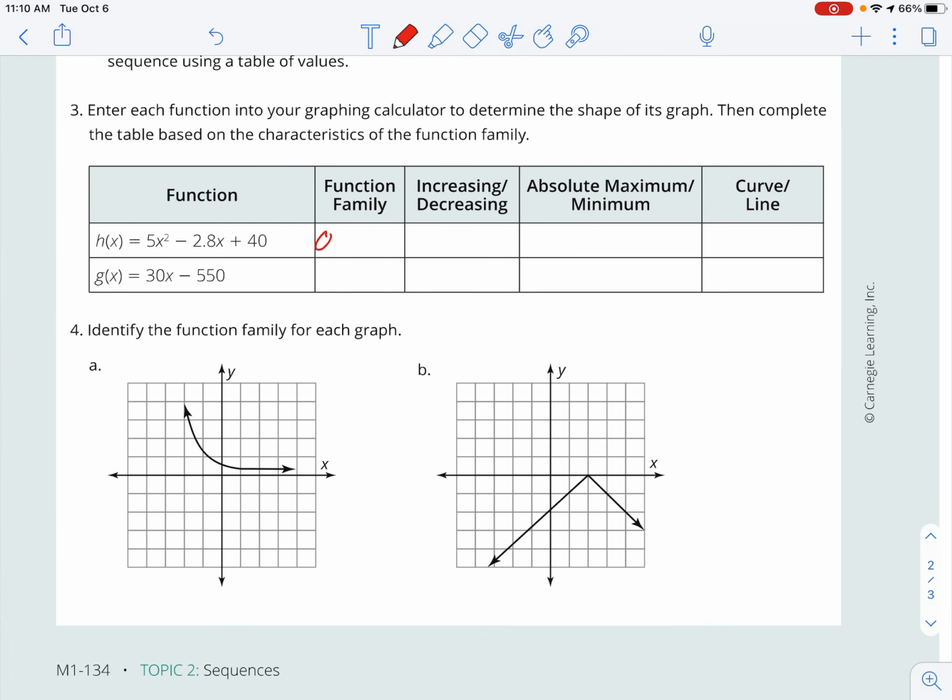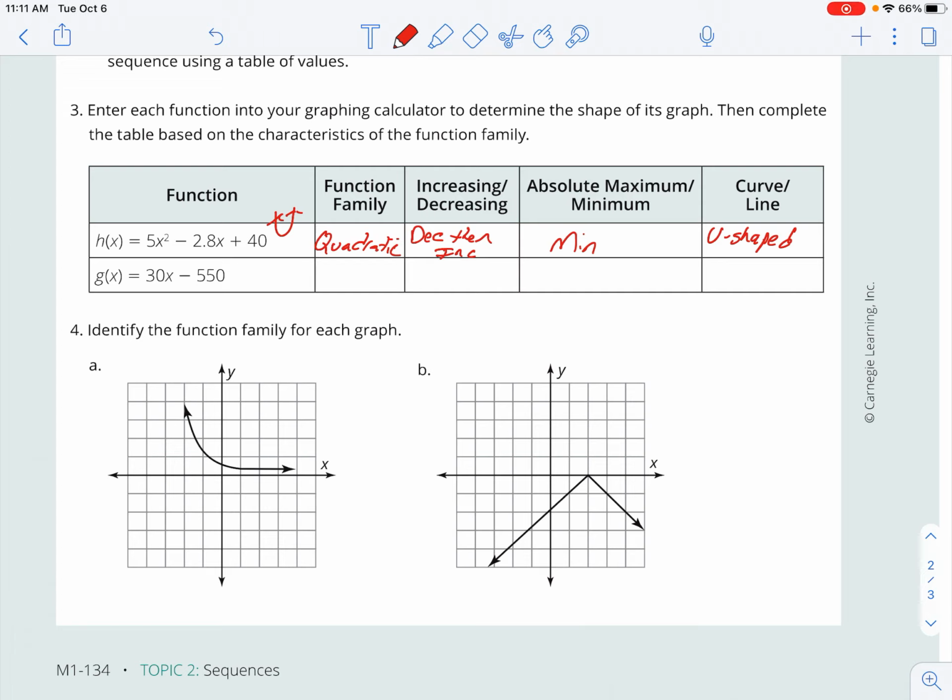Let me go back to my screen and fill that out. I said this was quadratic. It was first decreasing, then increasing. It had an absolute minimum. This was what the graph looked like. It's a U-shaped graph, a smooth curve. U-shaped curve, U-shaped graph, either one's fine.